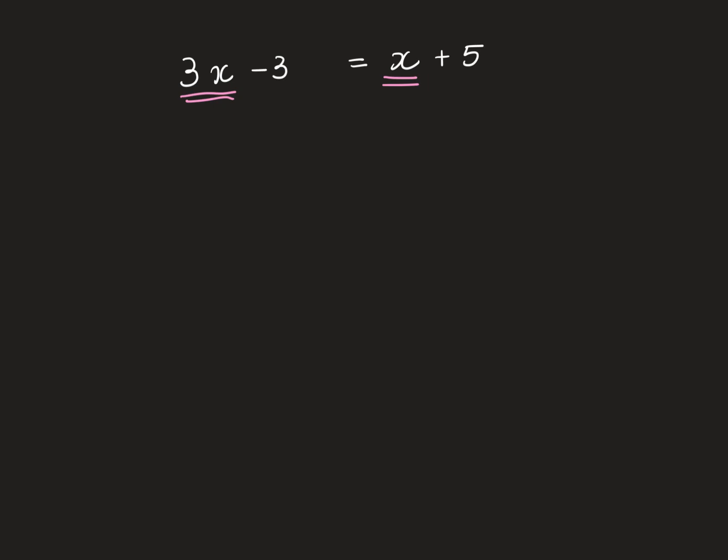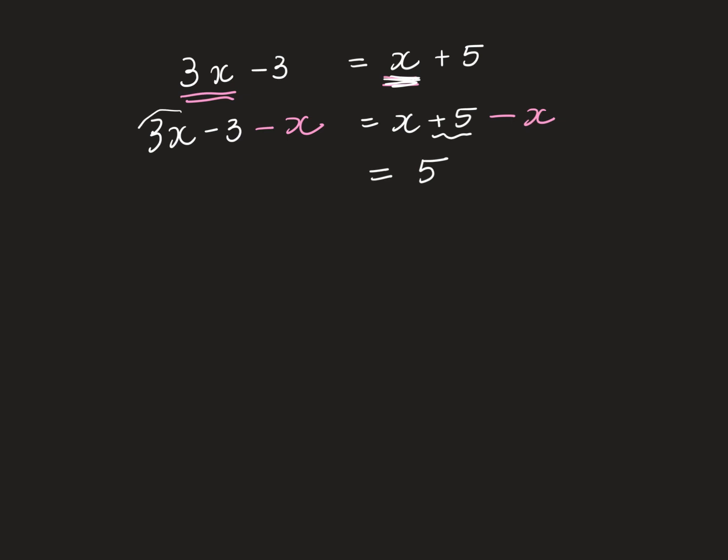What I don't like at the moment is this x here. I want that x to go away. So watch what I'm going to do. I've got 3x minus 3 equals x plus 5. I want that x to go away, this one here. So what I'm going to do is take x away from both sides. See that? Now x, take away x, that's made those go away. So what I've got left on the right here is just this 5.